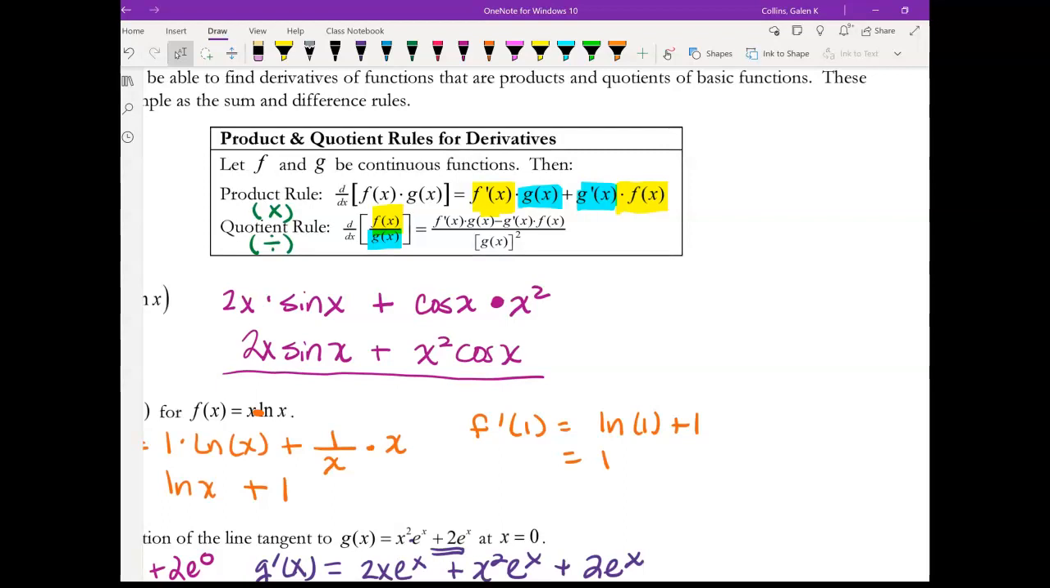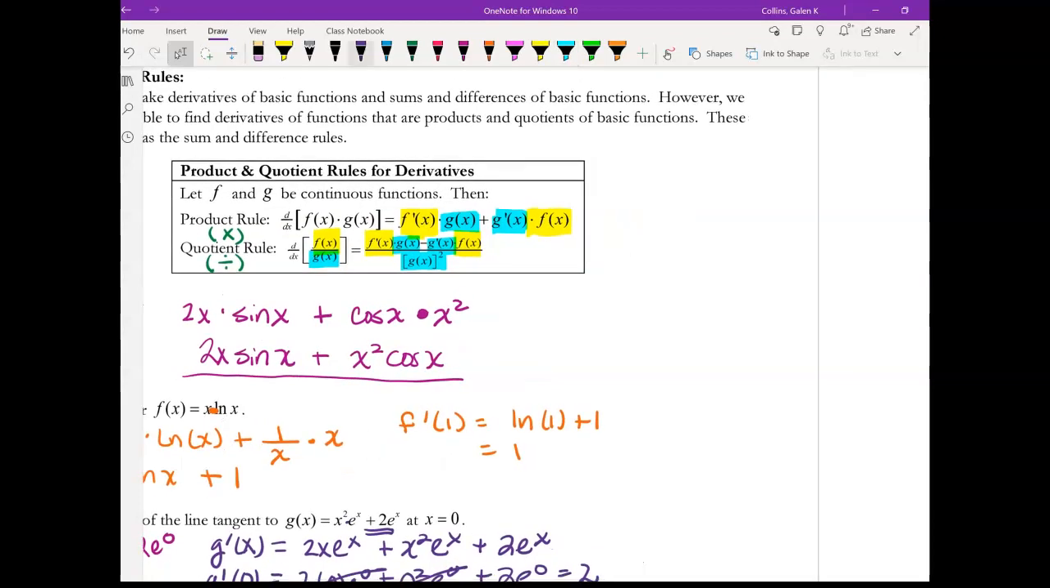So for the quotient rule, the order matters because it's division and subtraction. It's the derivative of the top function times the bottom function, minus the derivative of the bottom function times the top function, all of that divided by the bottom function squared.